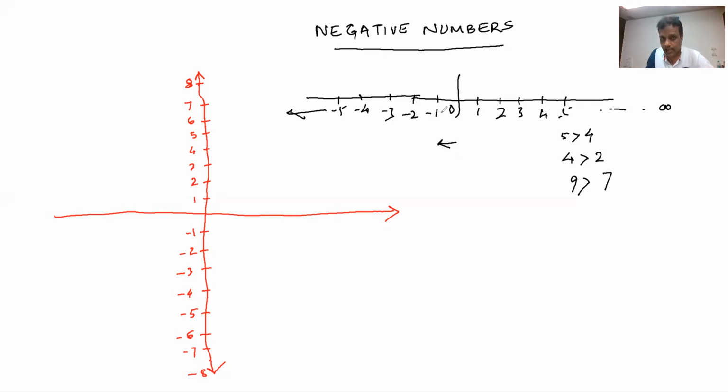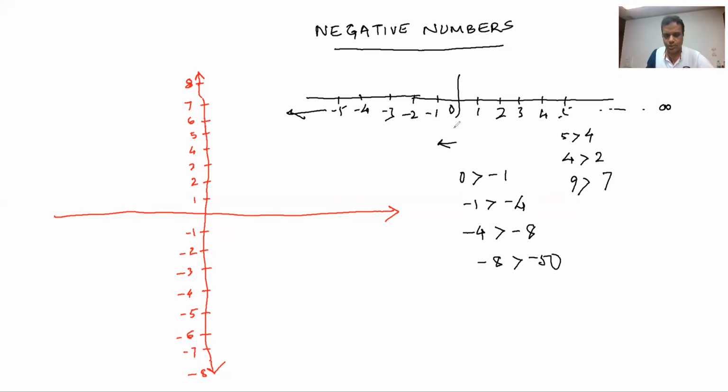All the numbers on the right-hand side will be bigger than the numbers on the left-hand side, which means 0 is greater than -1, -1 is greater than -4, -4 is greater than -8, -8 is greater than -50. Now this becomes very easy.